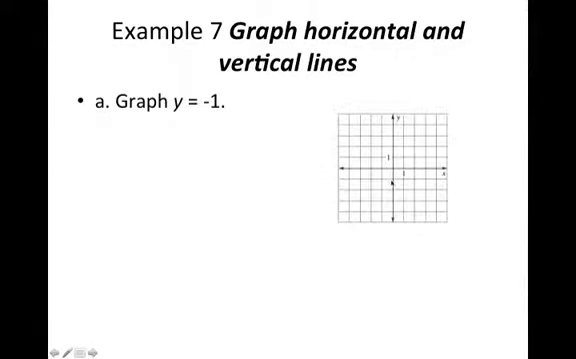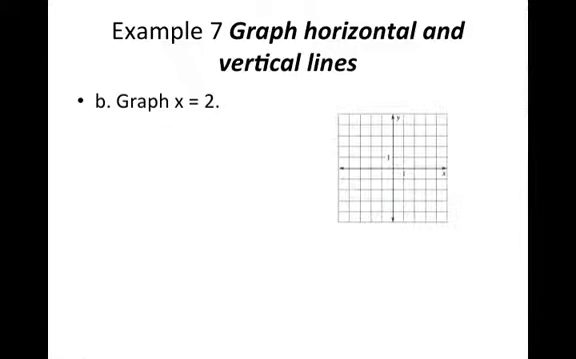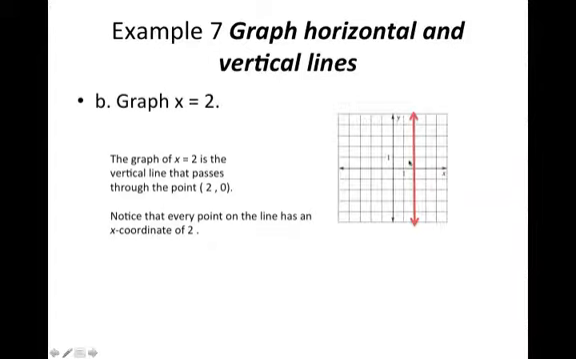So if we've got y equals negative 1, just go to where y equals negative 1, it's right here on the y-axis, and draw a line perpendicular to that axis through that point. So the graph of y equals negative 1 is a horizontal line that passes through the point 0, negative 1. Notice every point on the line has a y-coordinate of negative 1. That's why the statement y equals negative 1 defines that whole line.